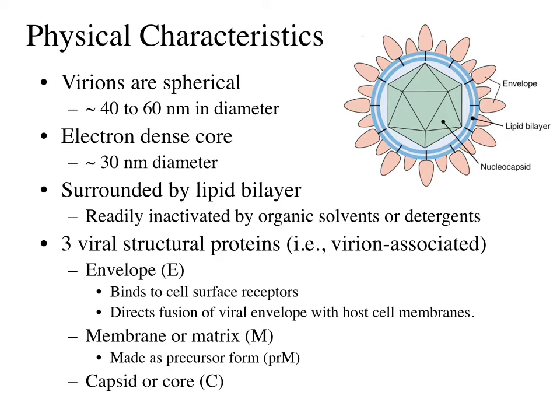There are 3 viral structural proteins. We have the E protein, the envelope protein. That's the anti-receptor. It binds to cell surface receptors, and as I mentioned, it directs fusion. The matrix protein is smaller, but it's also a transmembrane protein, so that's associated with the virus envelope as well. And then we have the capsid protein. So those are the 3 structural proteins that we find with these viruses.